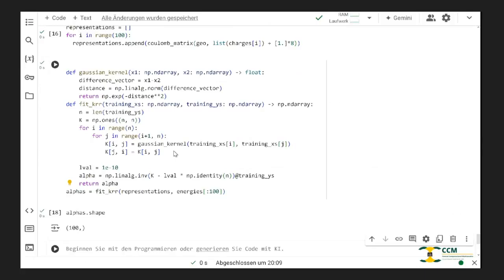Okay, now we have the alphas, which already contain the y's, right? All of this together is alpha. So we can predict. Let's have a look at how this works.